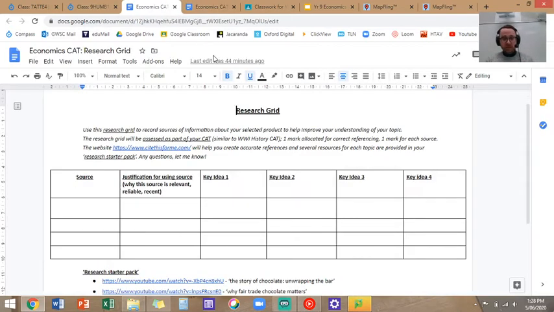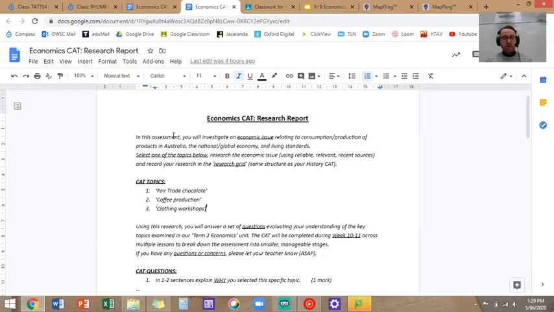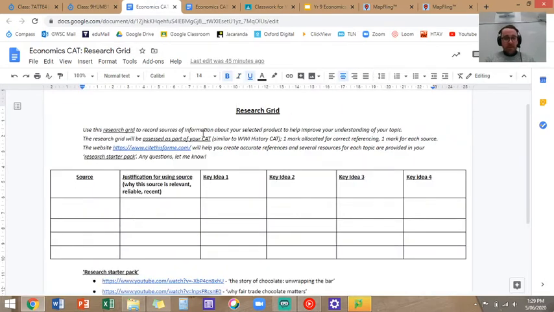So this should look familiar because it looks like your history research grid. You're going to be using this grid in the first probably 2 lessons we'll give you for the research grid. First 2 or 3 lessons, record sources of information about your selected product. You'll be either researching fair trade chocolate, coffee production around the world, or, I wrote, clothing workshops. We initially discussed just doing a specific item of clothing, but I'm just going to write clothing. So research your topic and put it into the research grid.